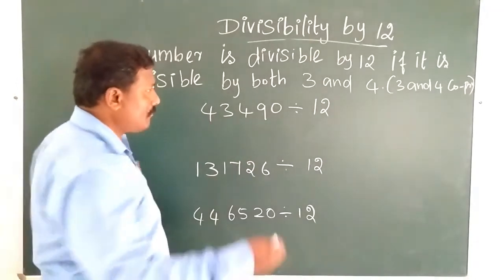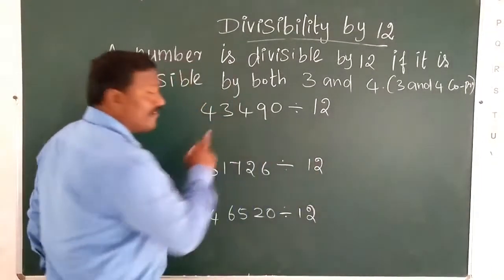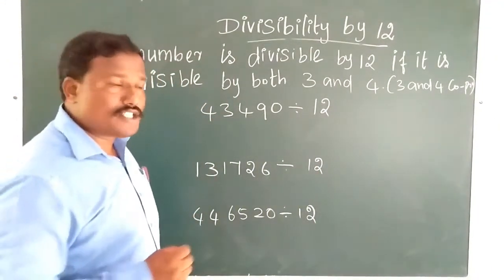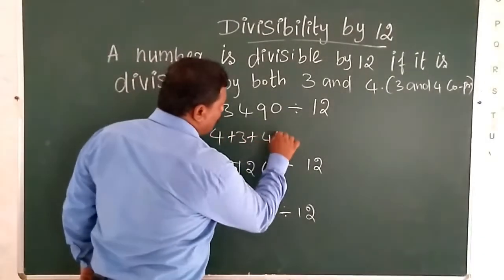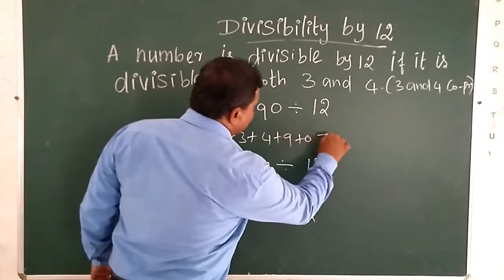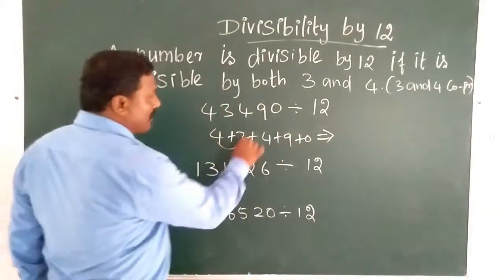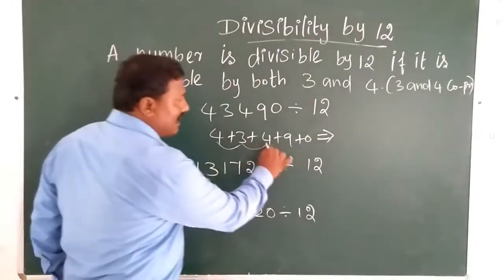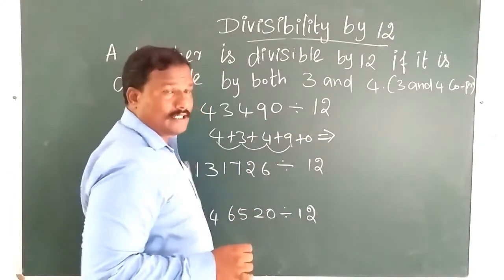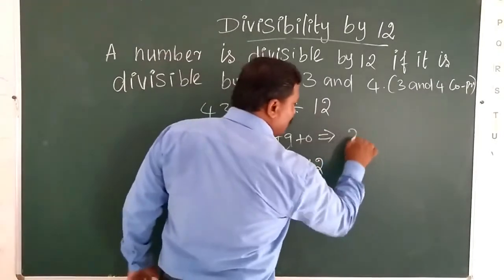So let me check. We know the rule of 3, sum of the digits, no? So 4 plus 3 plus 4 plus 9 plus 0 is equal to 4 plus 3 is 7, 7 plus 4 is 11, 11 plus 9 is 20. So 20 plus 0 is 20. So 20.